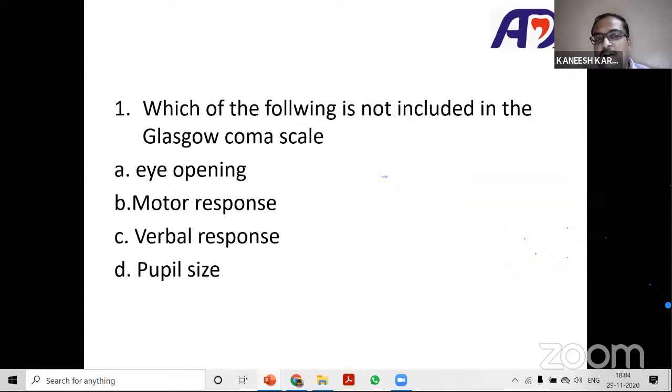Which of the following is not included in the Glasgow Coma Scale? Of course, a simple question.